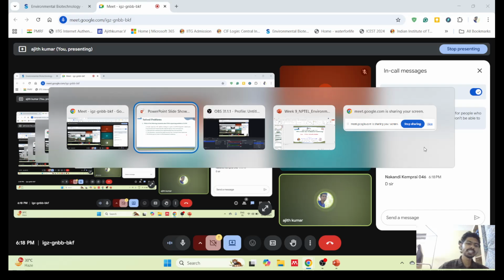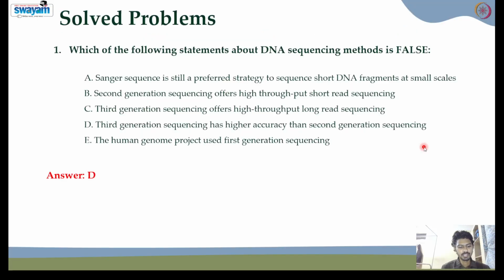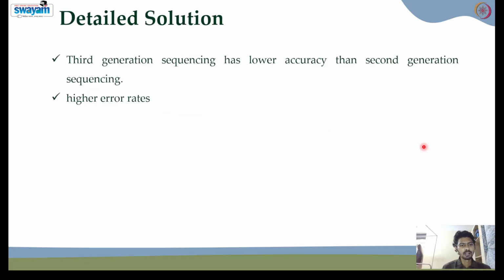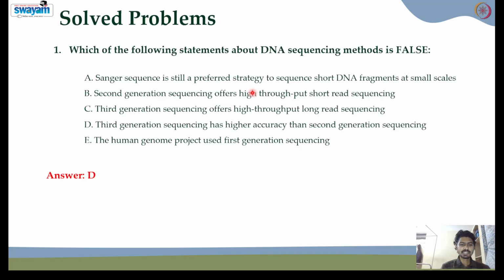Okay, now we will see the answer. Yes, it is correct. Option D. Now we will see why option D is wrong. Because third generation sequencing has lower accuracy than the second generation sequencing because they have a high error rate. That's why option D is false.